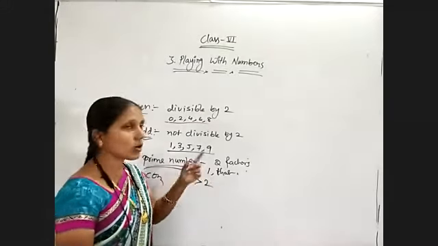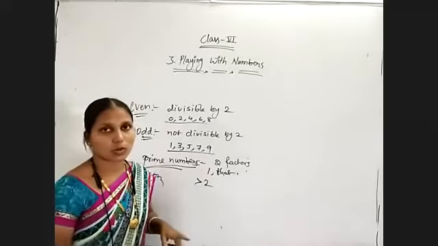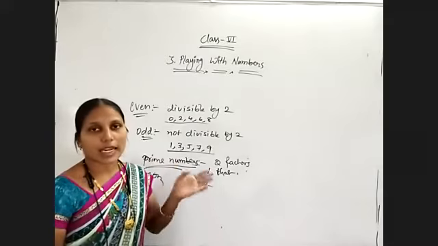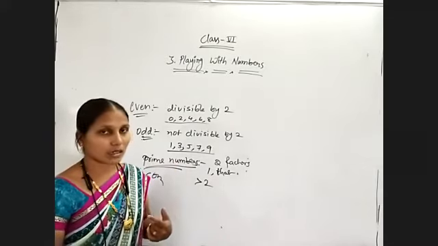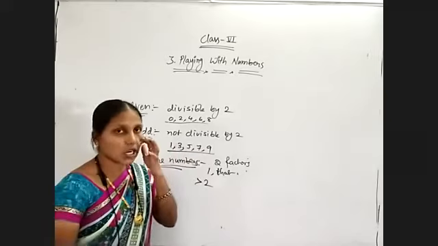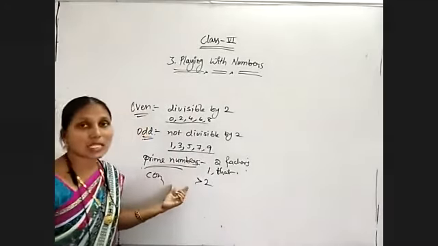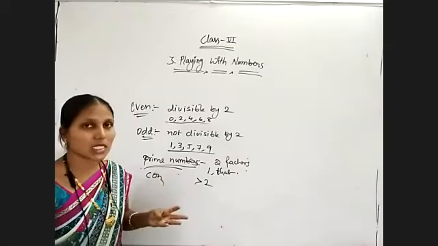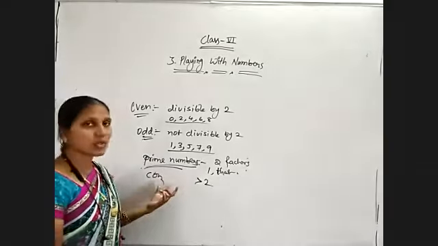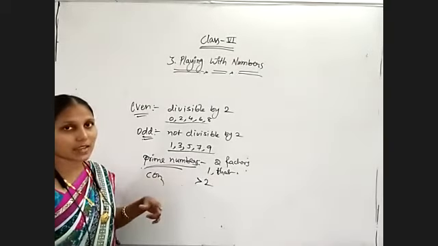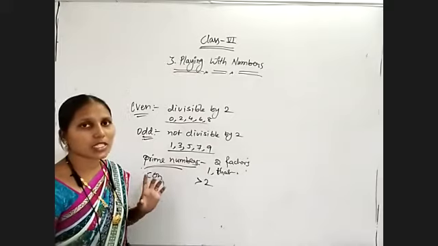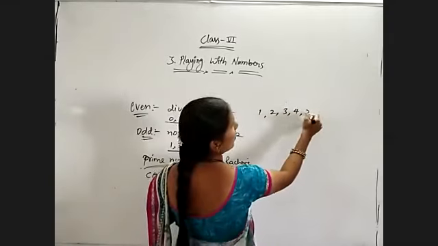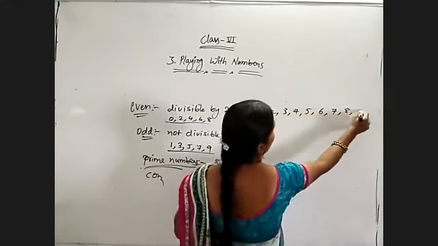Next, there is only one even prime number, that is 2. The smallest even prime number is 2, and the smallest prime number is also 2 itself. The smallest odd prime number is 3. Remaining all are odd prime numbers only. The smallest composite number is 4. 1 is neither prime nor composite, 2 is a prime number, 3 is a prime number, 4 is the composite number. So 4 is the smallest composite number and it is an even number. What is the smallest odd composite number? 9. So 1, 2, 3, 4, 5, 6, 7, 8, 9, 10.